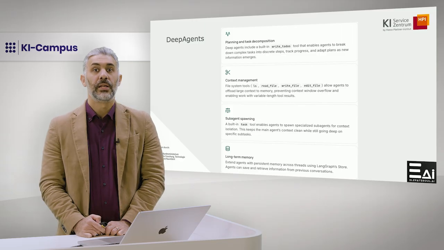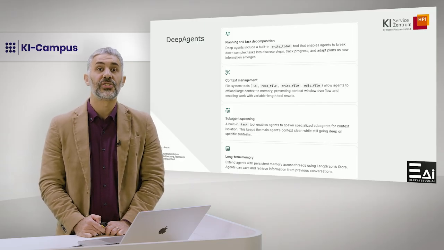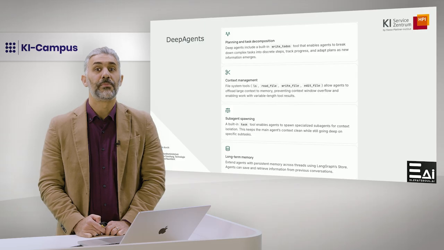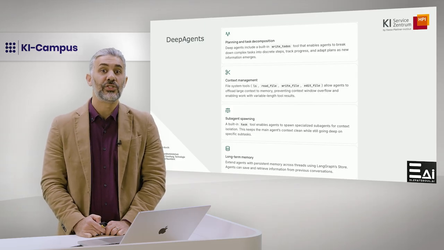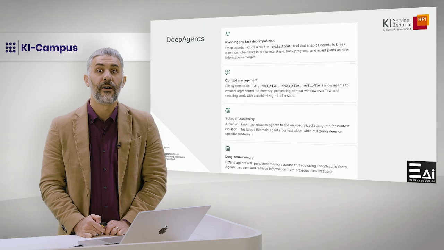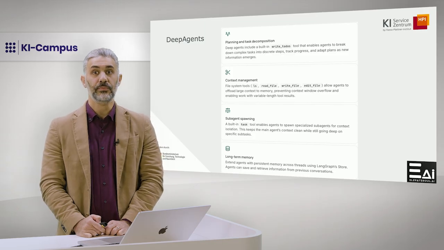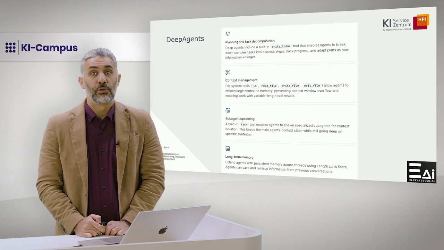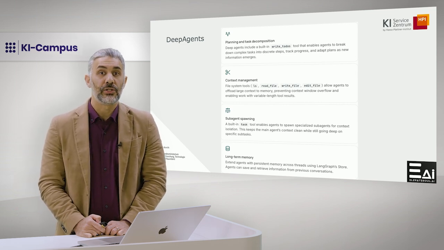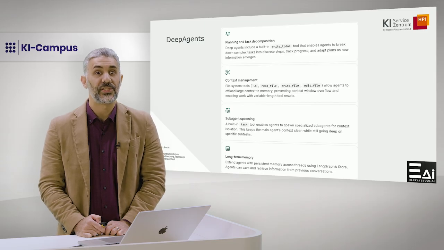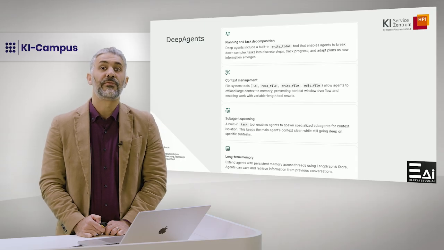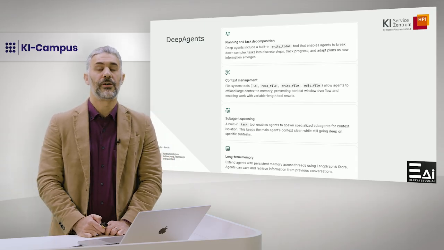Context management. Instead of storing everything in the model's context window, deep agents use file system tools to store intermediate results. This prevents overflow and lets the agent work with much larger or variable length outputs. Sub-agent spawning. A built-in task tool allows the main agent to delegate work to specialized sub-agents. This keeps reasoning clean. Each sub-agent solves a focused part of the problem.